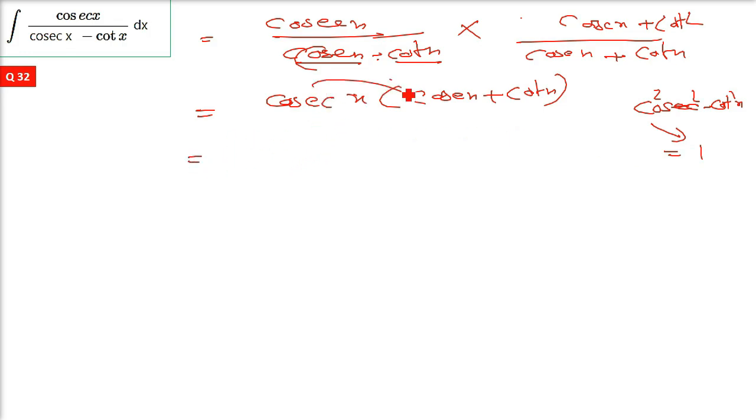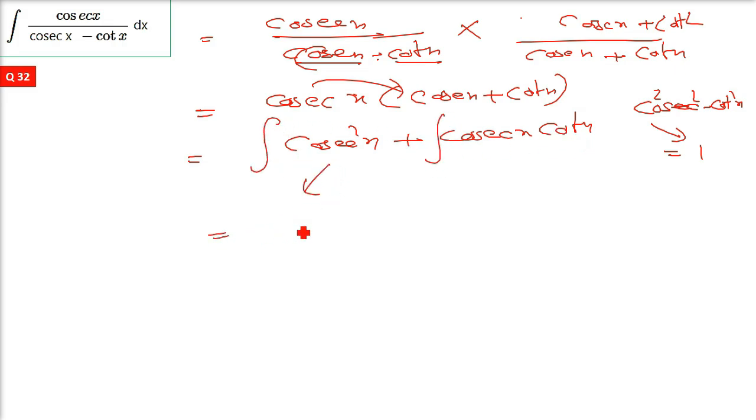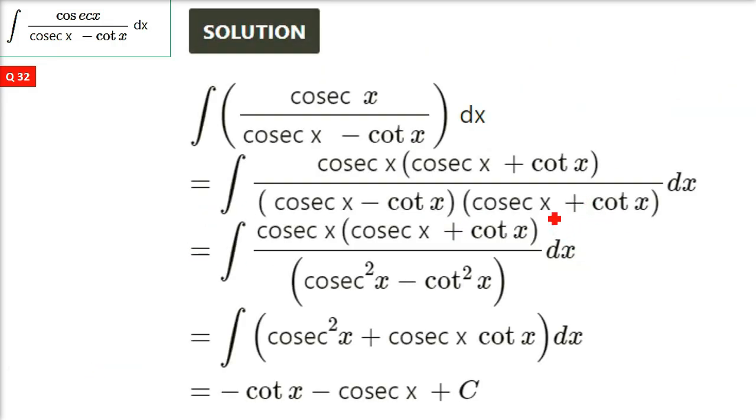So only the numerator remains. Let us multiply inside. Cosec x into cosec x will be cosec square x. Cosec x into cot x will be cosec x cot x. Now let us start the integration. Please remember you have a dx along. Now cosec square x has a standard result which is minus cot x. Cosec x cot x has a standard result which is negative cosec x, plus the constant of integration. This is your final result. So this is how easy it has become. This is how you are going to solve it and write it.